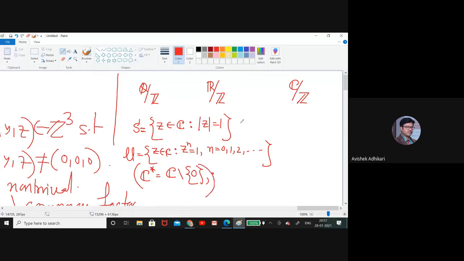So you can see that all of them are subsets of C star. So all of them are basically in the complex plane. Now can you tell me which of the pairs are isomorphic as groups?